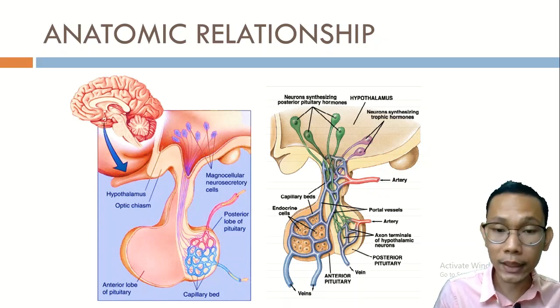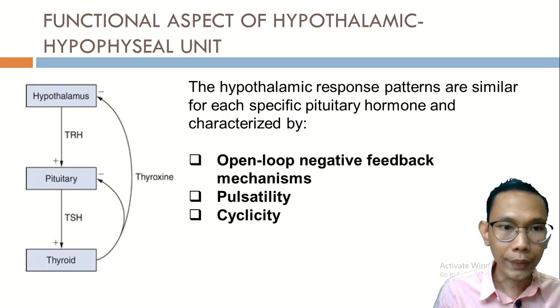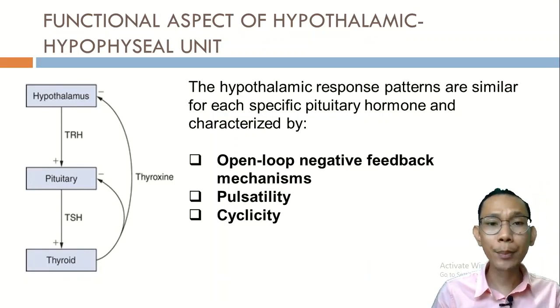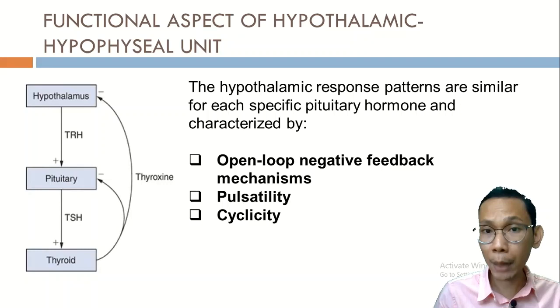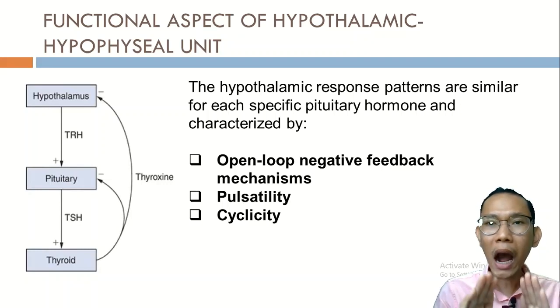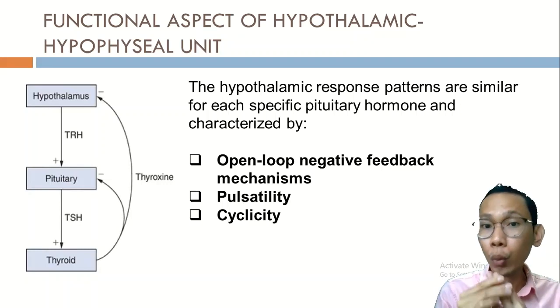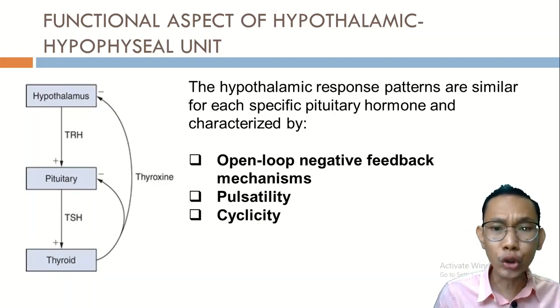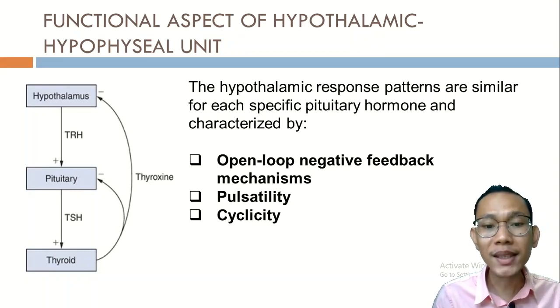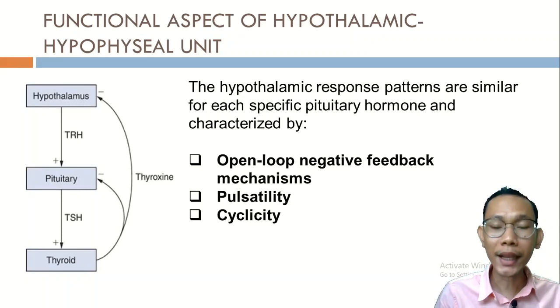I hope that's clear. Now let's talk about the functional aspect of your hypothalamic hypophyseal unit, meaning what are the features or functions of these hypothalamic hypophyseal units. So meaning to say, how do these two glands work as one? There are three important features that we have to understand. We have your open loop negative feedback mechanism, we have your pulsatility, and we have your cyclicity.